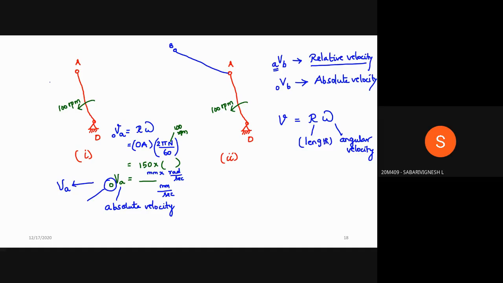Oscillation or rotation, pure rotation, whatever it may be, it is going to trace a path like this, correct or not? So your velocity is going to act in a direction tangential to this arc, or otherwise we can take it perpendicular to the length.